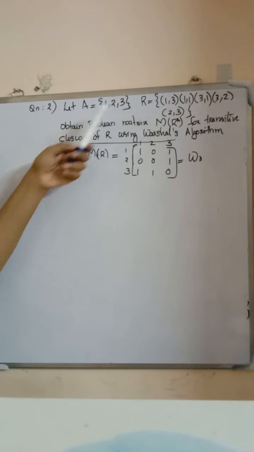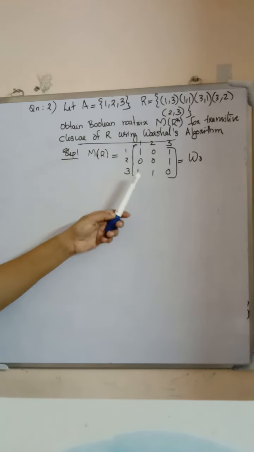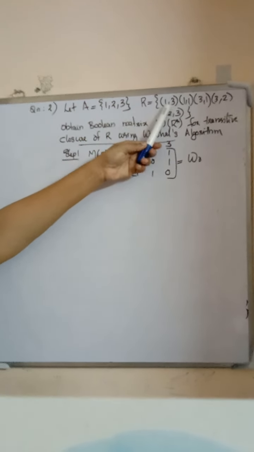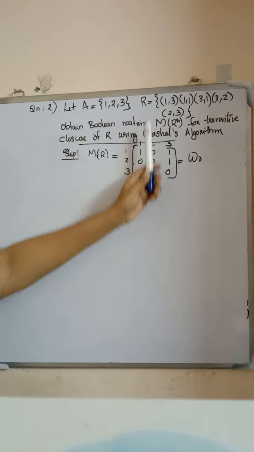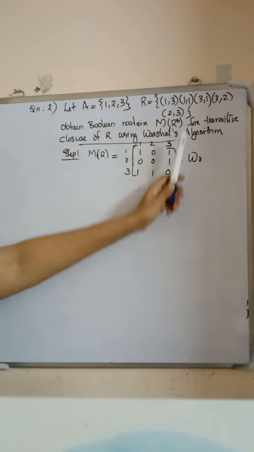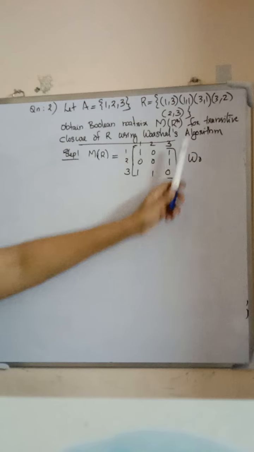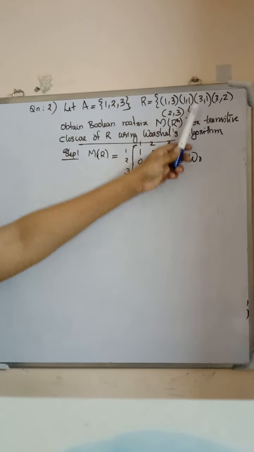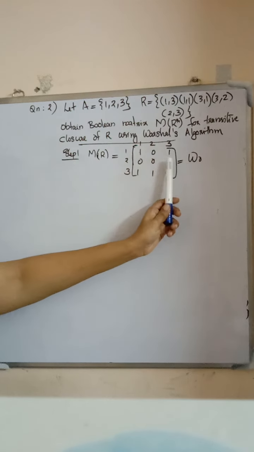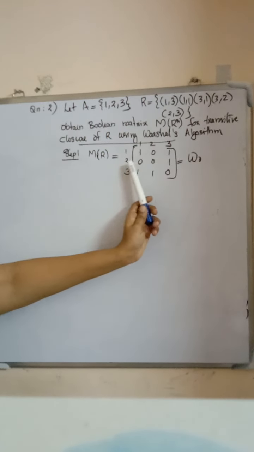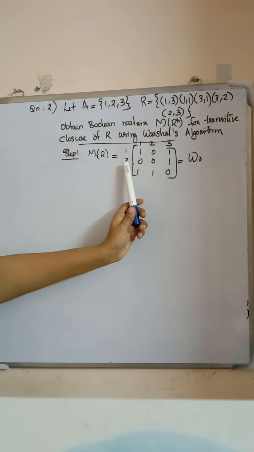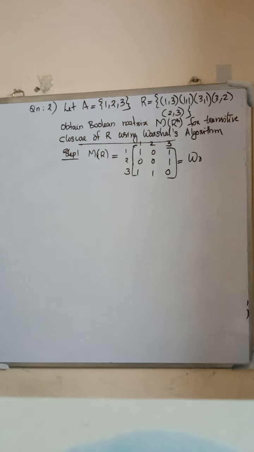To find the transitive closure, we first represent this relation as a Boolean matrix. MR equals, here 1 is related to 1, 1 is related to 3, 3 is related to 1, 3 related to 2 and 2 related to 3, represented in second row. 1 represents the relation exists and 0 represents there is no relation between those two elements.